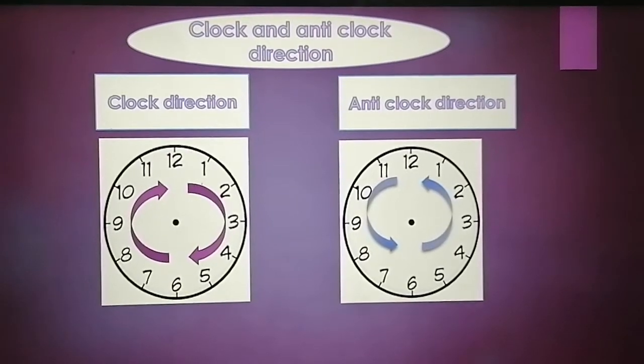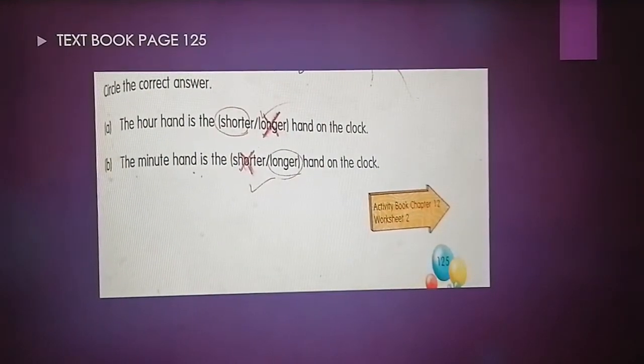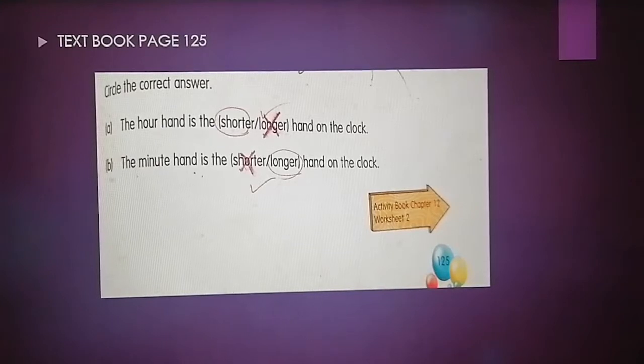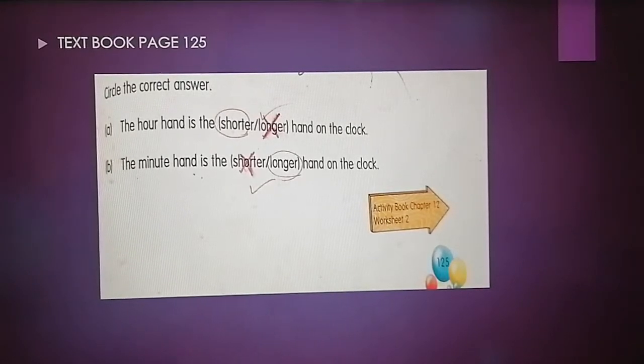Now let's go to our textbook. Here we have the correct, right or wrong answers. You will do it in the textbook. Circle the correct answer. Is the hour hand the shorter hand or the longer hand on the clock? The hour hand is the shorter hand. Is the minute hand the shorter hand or the longer hand? Obviously, as I told you, the minute hand is the longer hand.